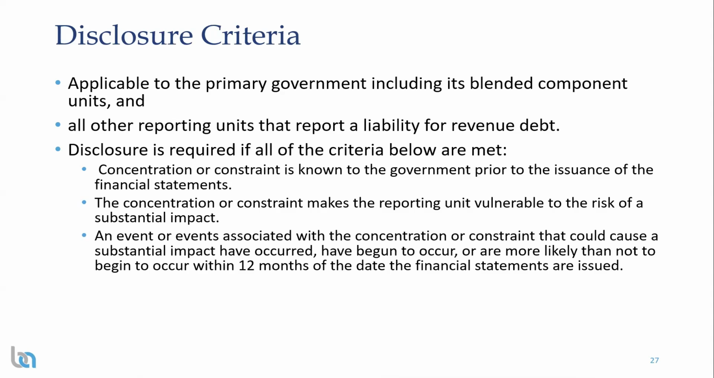and also an event or events associated with the concentration or constraint that could cause a substantial impact have occurred, have begun to occur, or are more likely than not to begin to occur within 12 months from the date the financial statements are issued, not from June 30, but from the date you're issuing the financial statements. So if you're issuing in December, you have 12 months. If you think it's going to happen in the next 12 months, you need to talk about it.